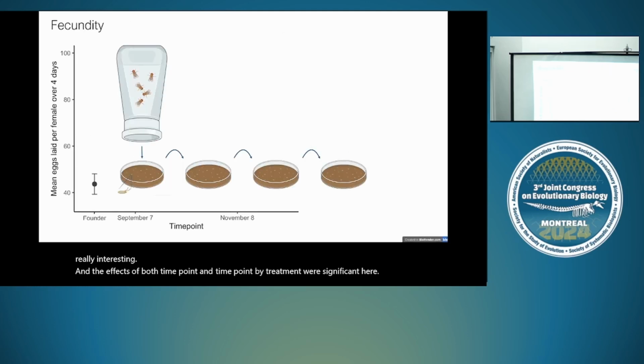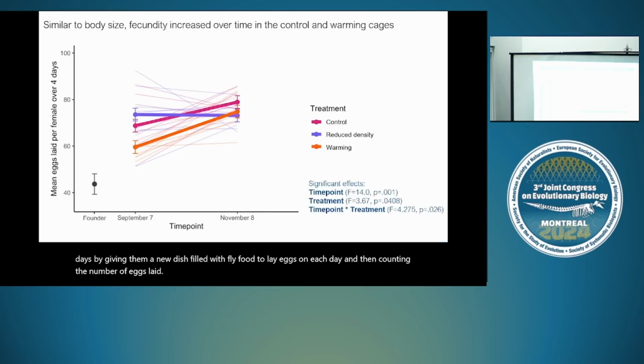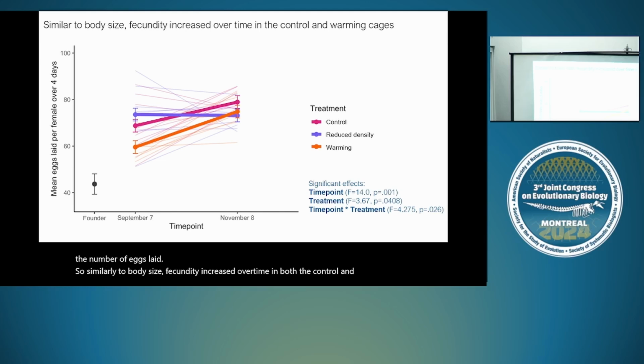So the next phenotype I looked at was fecundity. I did this by placing 5 newly mated female flies in a bottle and then measuring the mean eggs laid per female over the course of 4 days by giving them a new dish filled with fly food to lay eggs on each day and then counting the number of eggs laid. So similarly to body size, fecundity increased over time in both the control and warming cages, but did not change over time in the reduced density cages. This was super interesting because body size and fecundity are known to correlate from previous laboratory experiments. So it was really cool that we recapitulated this effect over short time scales in our experimental orchard.